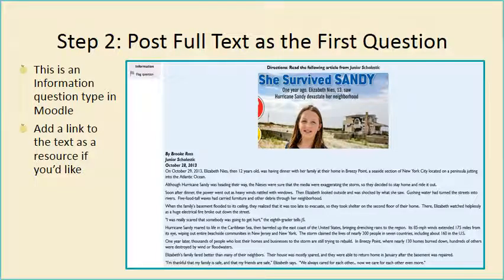Step 2 in our process is to post the full text as the first question in your Moodle assignment. The most user-friendly way is to present the students with the whole text right in front of them, rather than giving them a link to go out to a website and find the text themselves. This sample here is an information question type in Moodle, and we've included the entire text for the article we want the students to read. If you'd like, you can add a link to the text as a resource under the full article.